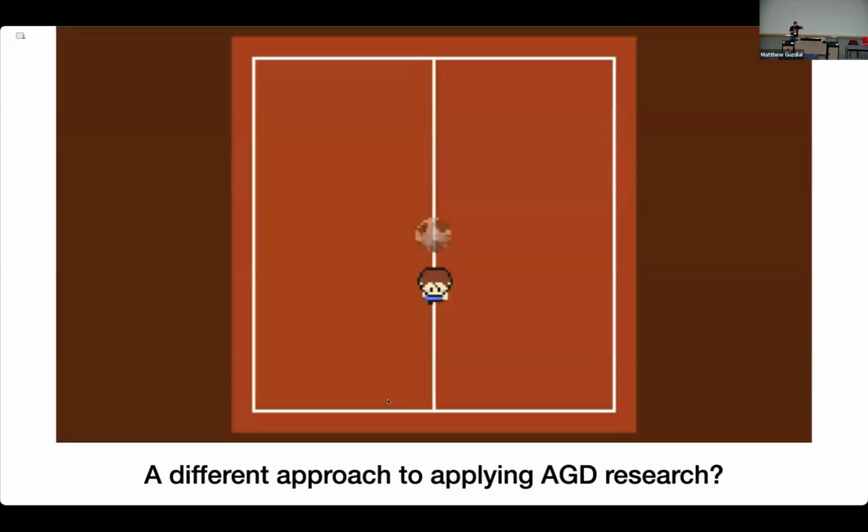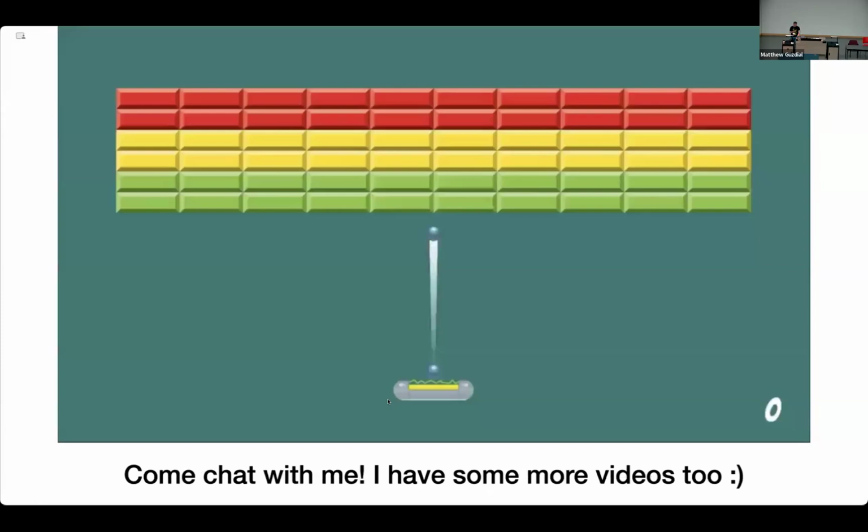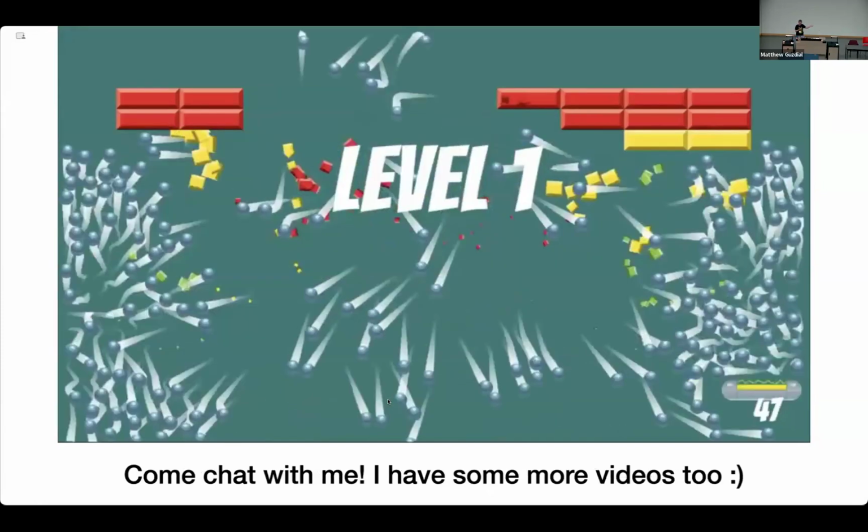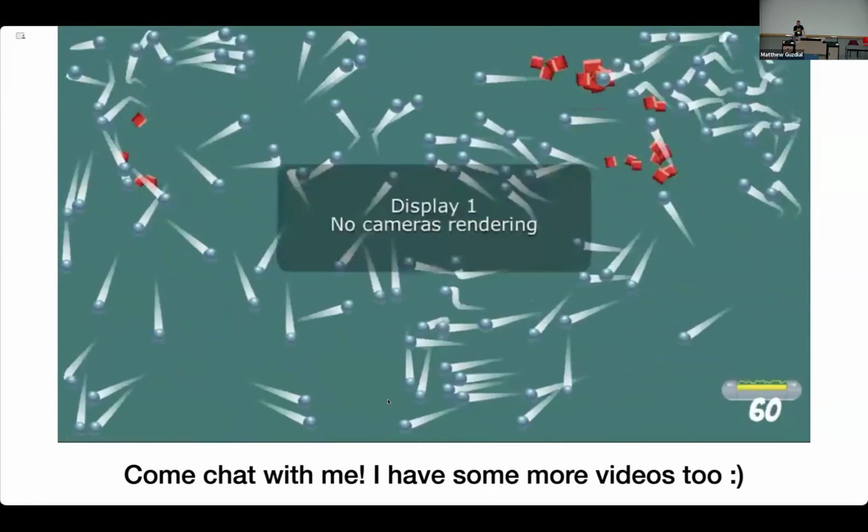So for me, this is like a different way of thinking about how could AGD research be applied to real games that no one's ever seen before, or that the researcher hasn't seen before, and how do we make it so that it's usable and accessible? Come and see the poster for this one. But yeah, I've got some more videos I can talk to you and explain what's going on in each one and what the power-ups it invented were.